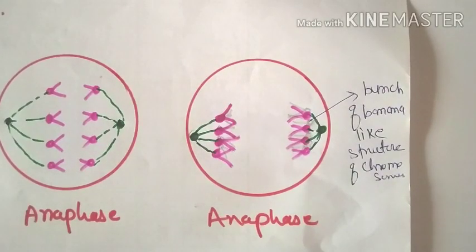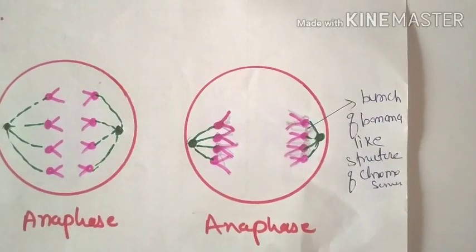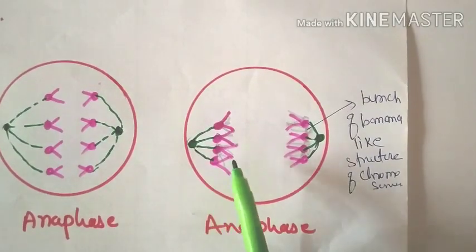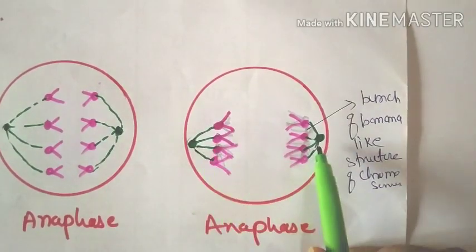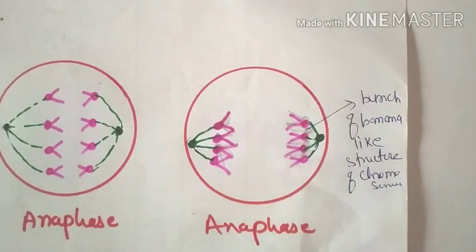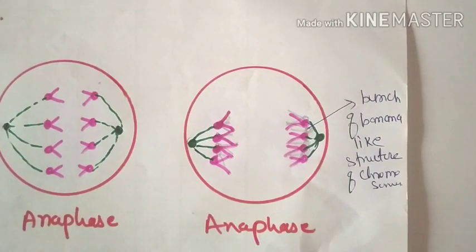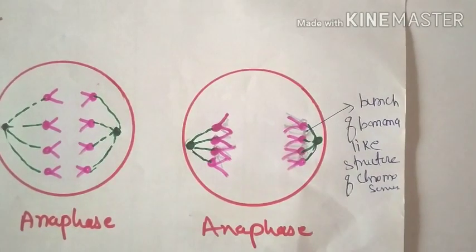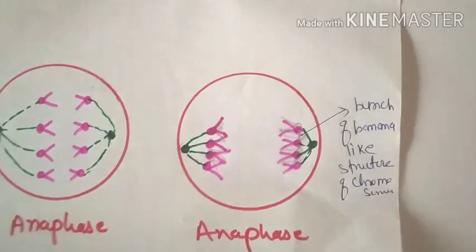If we observe the slide, and we see that the chromosomes are at the opposite poles and look like a bunch of bananas, we can say that this is the anaphase of the mitosis. Here ends the anaphase. Then move to the fourth phase, that is the telophase.